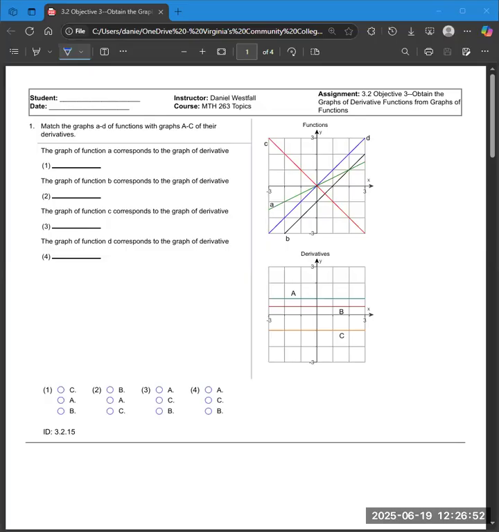All right, in this video, we're going to talk about 3.2, Objective 3, where we obtain graphs of derivative functions from the graphs of functions. These are all linear functions to start off with, so I'm really just comparing the slopes and seeing which graphs have which slopes and the correspondence here. So let's go ahead and get started.